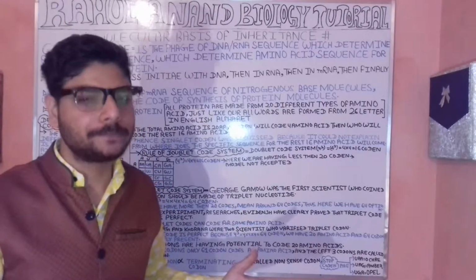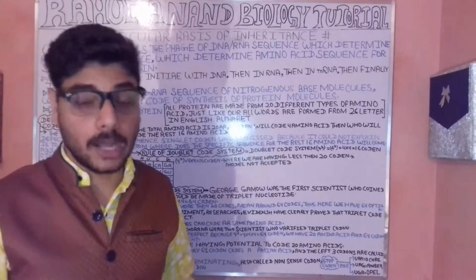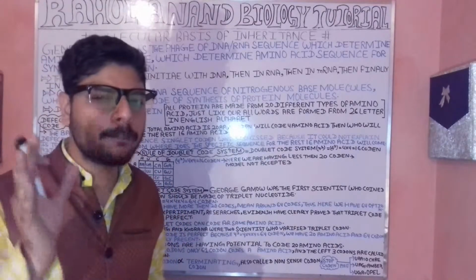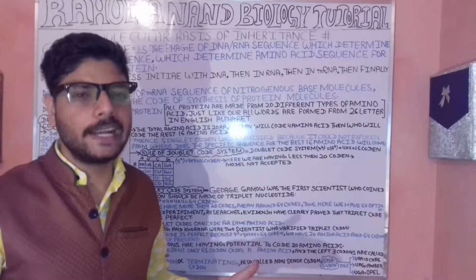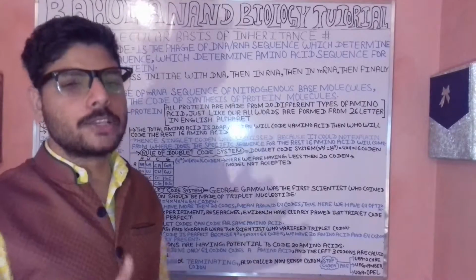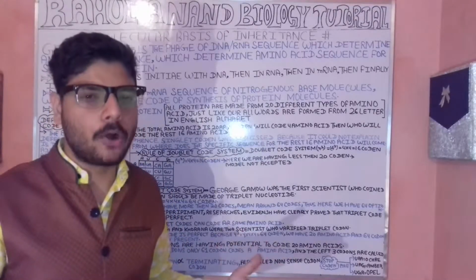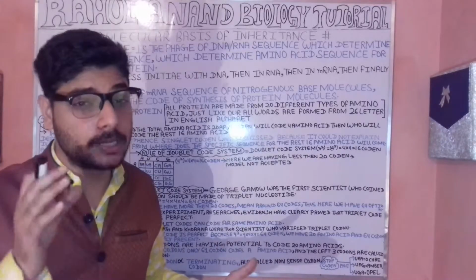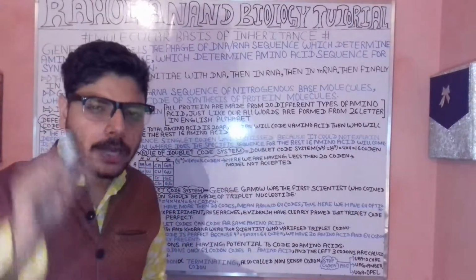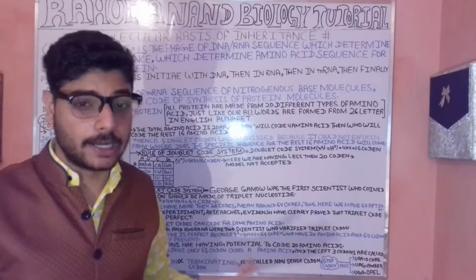So what is the genetic code? The genetic code is the phase of the mRNA or DNA, which plays an important role in determining the sequence of the amino acids, and it also plays an important role in determining the sequence of the protein.